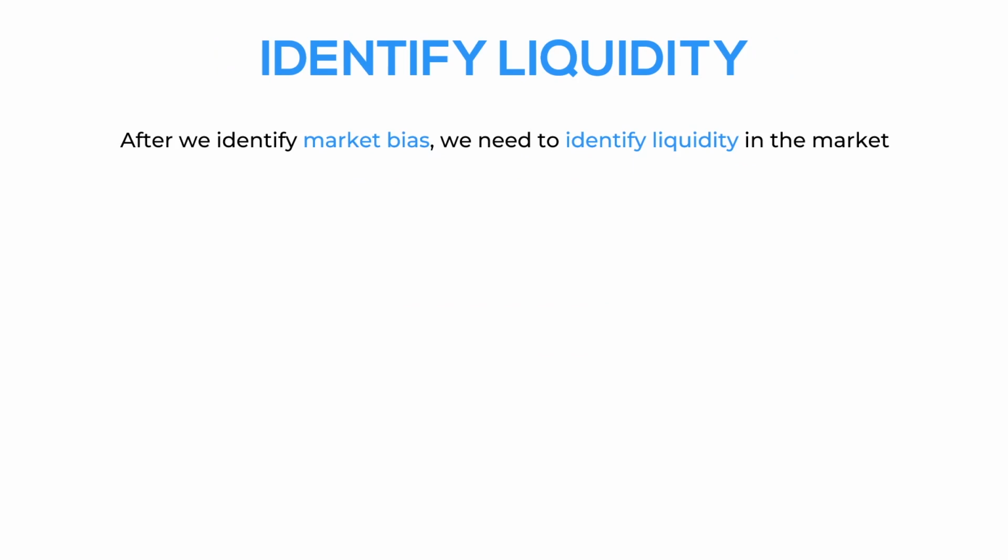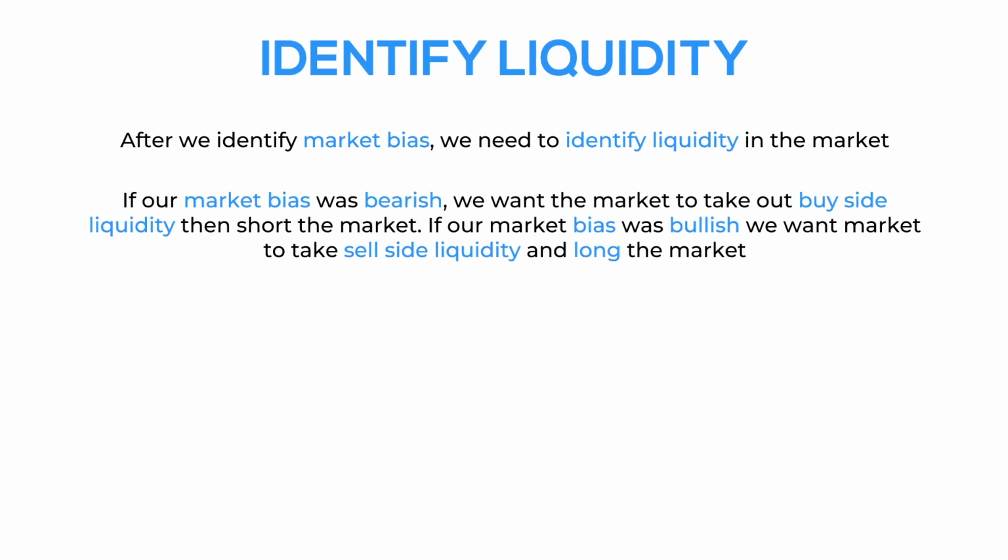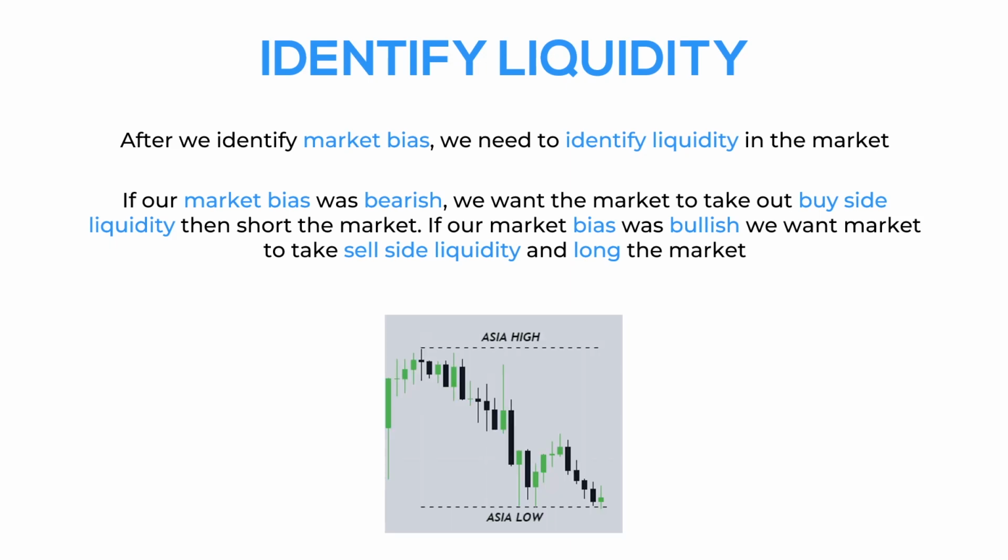Now, the next thing we do is identify liquidity. After we identify market bias, we need to identify liquidity in the market. If our market bias was bearish, we want to make sure the market takes out buy side liquidity, then short the market. If our market bias was bullish, we want the market to take out sell side liquidity and long the market. Again, a good way of identifying liquidity is looking at the Asia high and Asia low. You can look at equal highs and equal lows, but the easiest and most simple way is to simply look at the Asia high and Asia low.